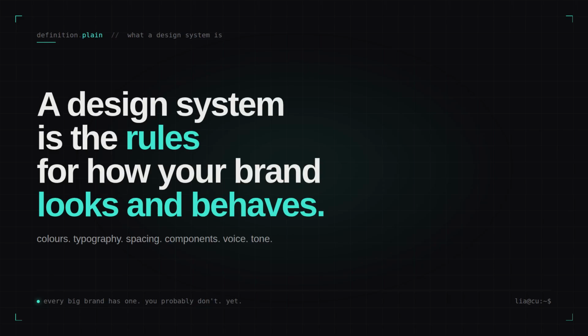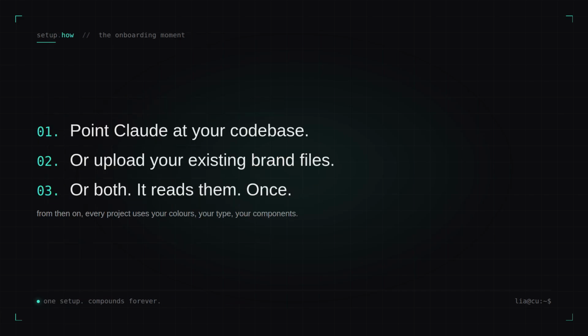Let me define the term properly. A design system is the rules for how your brand looks and behaves. Colors, typography, spacing, components, imagery style, voice, tone. Every major brand you recognize has one. It's the document that makes sure the homepage, the pitch deck, the email header, and the app onboarding all feel like one thing. Most big companies have spent 6 figures and 12 months building theirs. Most solopreneurs, consultants, and creators have never had one. That's about to change. Here's how Claude Design builds yours.